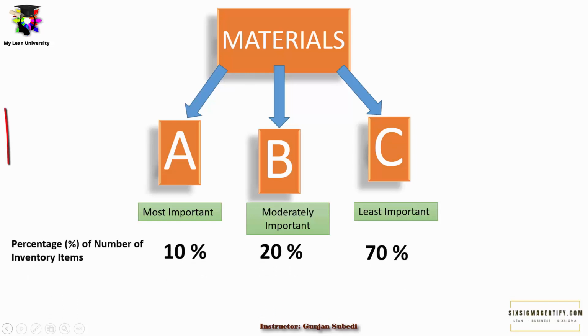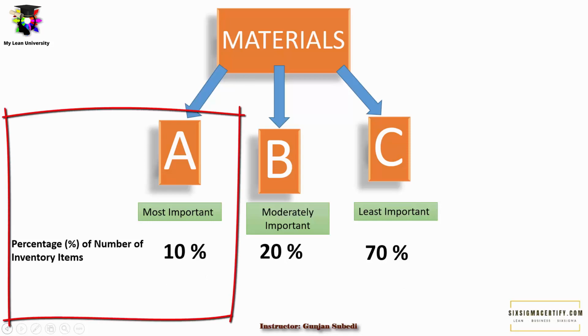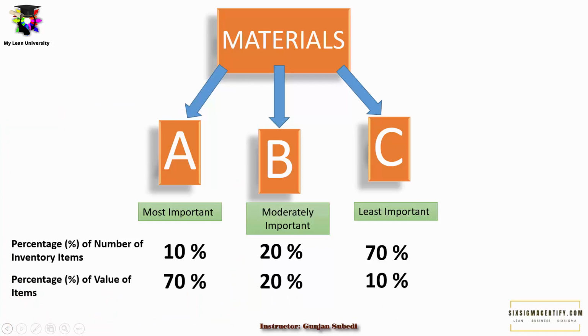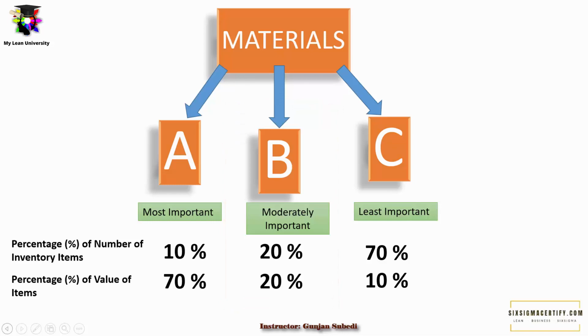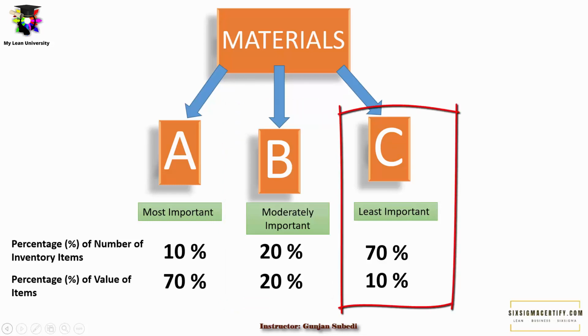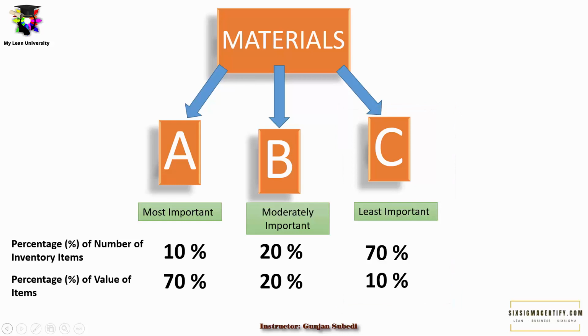The A group are the most important materials, and this accounts for 10% of the number of inventories by volume and 70% of all the inventories by value. The B group materials are moderately important and account for 20% of the number of inventories by volume and 20% of overall value. The C group of materials are least important and account for 70% of the number of inventory items. That means, although these goods account for the large volume of the inventories, they are only 10% of the overall value or cost of the inventory.